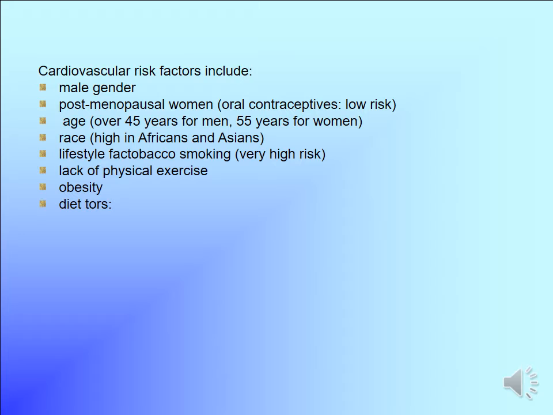Cardiovascular risk factors include male gender, post-menopausal women, oral contraceptive, low risk, age over 45 years for men, 55 years for women, race high in African and Asians, lifestyle, tobacco, smoking, very high risk, lack of physical exercise, obesity, and diet.